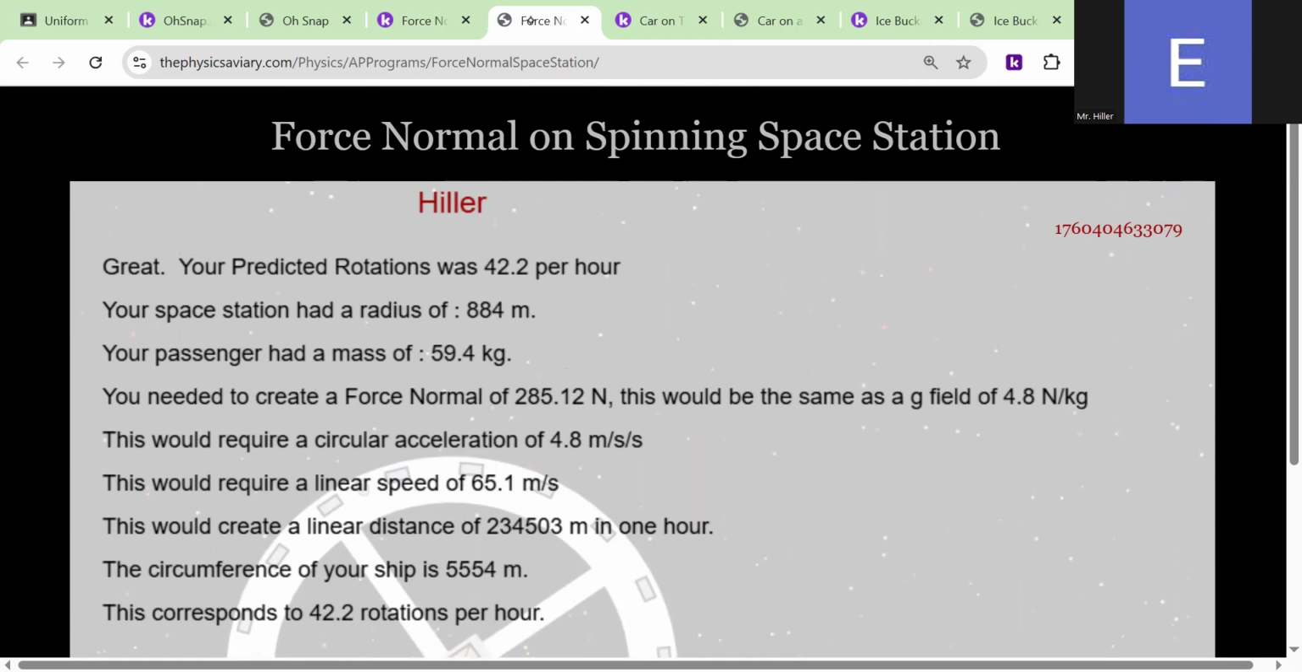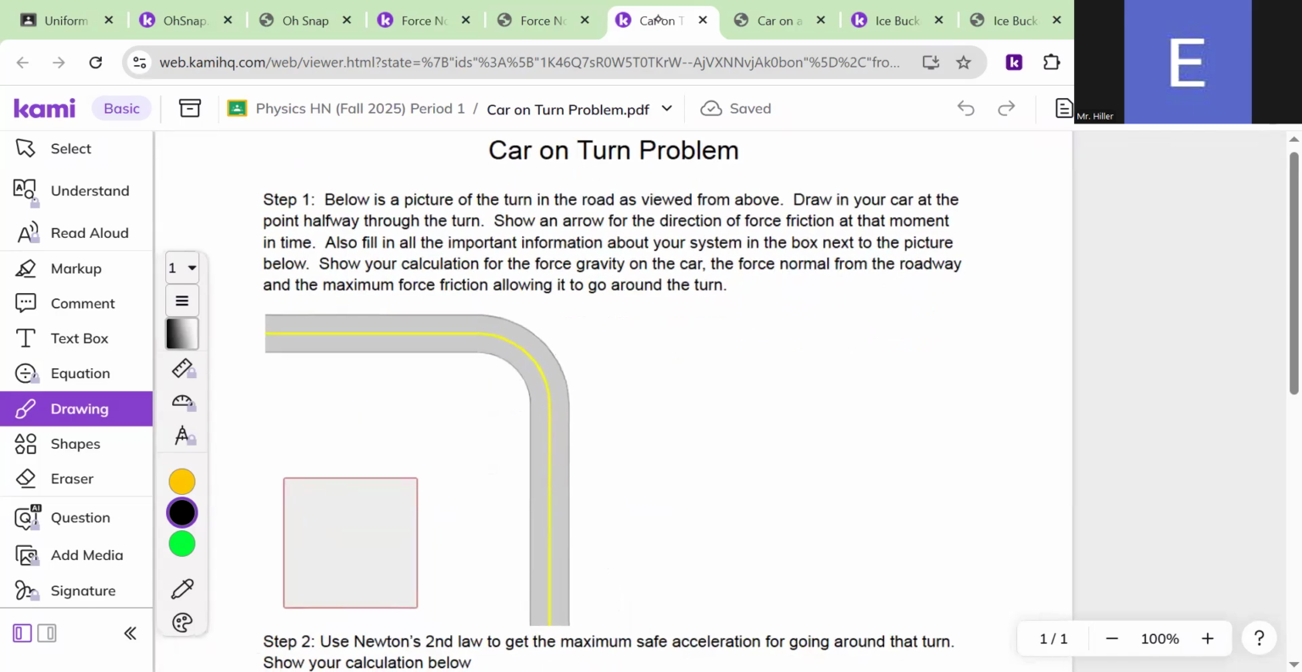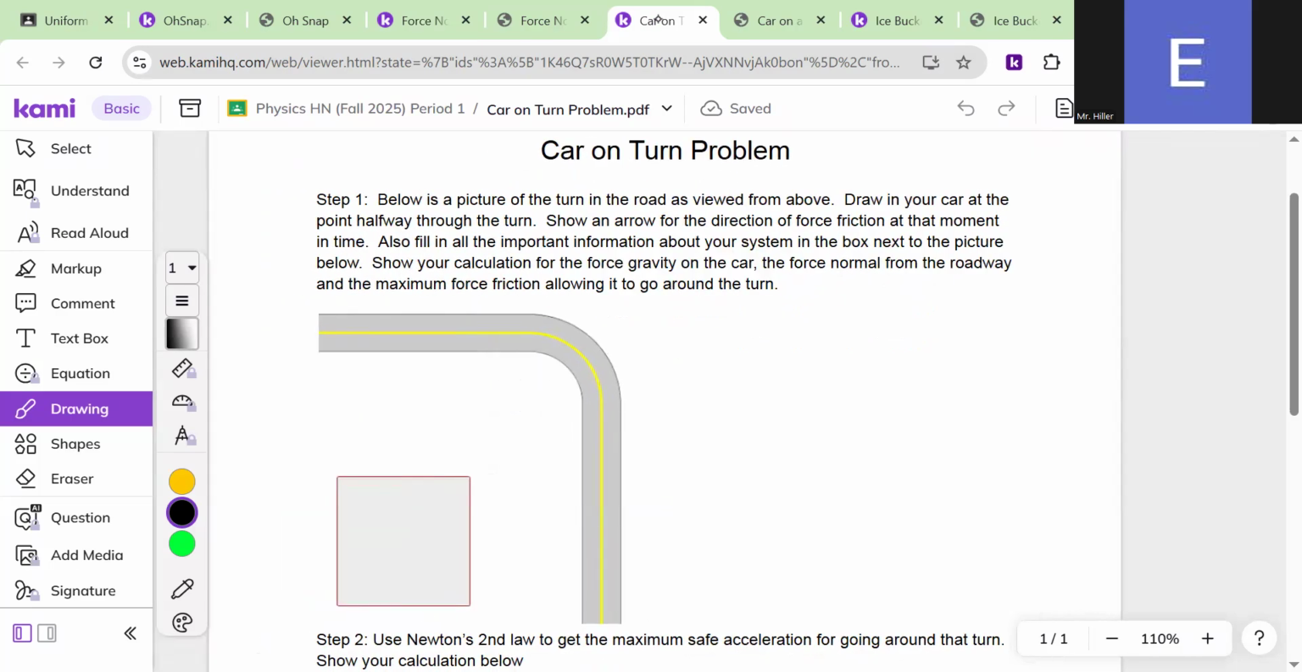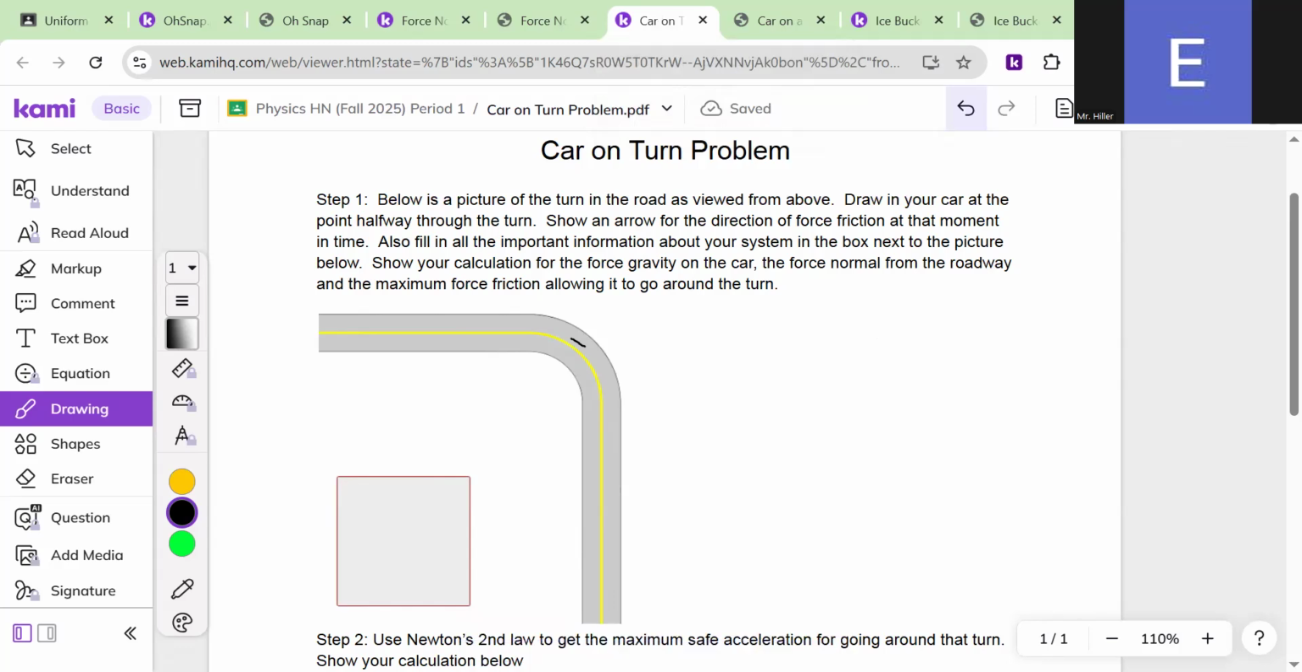The next one is called car on a turn. Car on a turn. So below is a picture of a turn in the road as viewed from above. Draw your car at the halfway point on the turn. So in other words, like right here. Okay. And then show an arrow for the direction of the force friction at that moment. Also, fill in all the important information about your system in the box next to the picture.